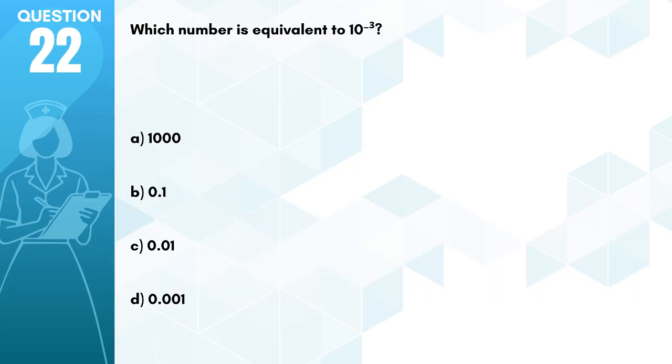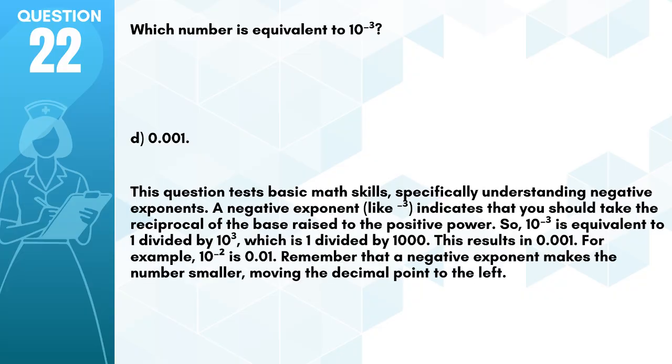Question 22. Which number is equivalent to 10 superscript negative 3? A. 1000. B. 0.1. C. 0.01. D. 0.001. Answer: D. 0.001. This question tests basic math skills, specifically understanding negative exponents.